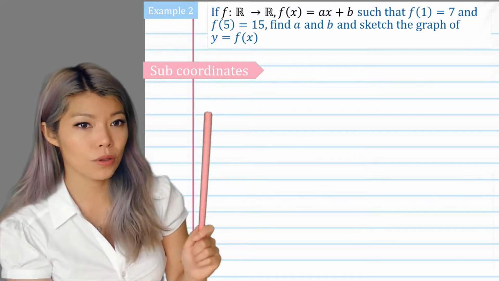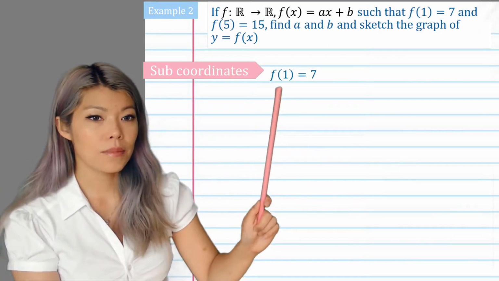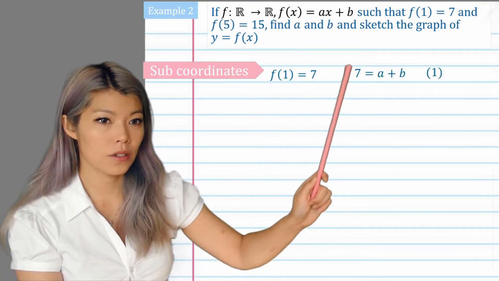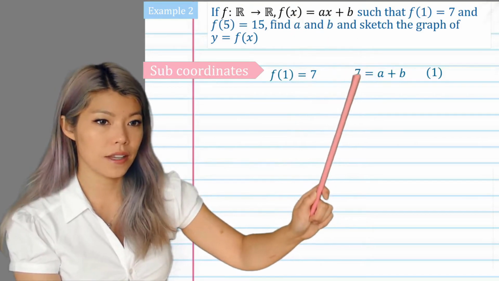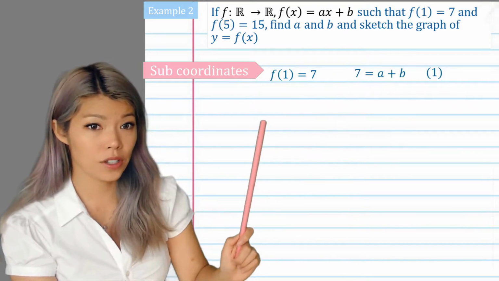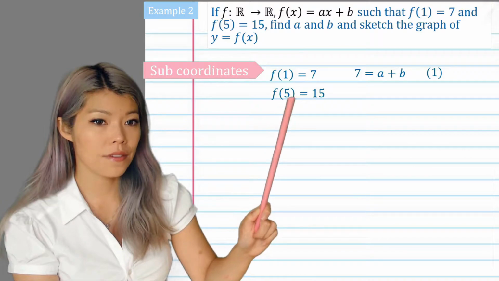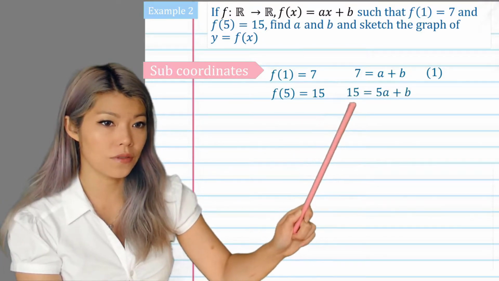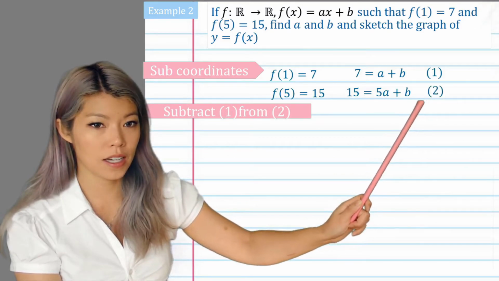So you sub those coordinates into the equation and try to figure out what a and b are. So let's sub in f(1) equals 7. So wherever you see x, you put 1, and y, or f(x), is 7. So now we have the first equation. Now we'll do the second coordinate. So when x is 5 and y is 15, or the function is 15, we'll have 15 equals 5a plus b. We'll call this the second equation.